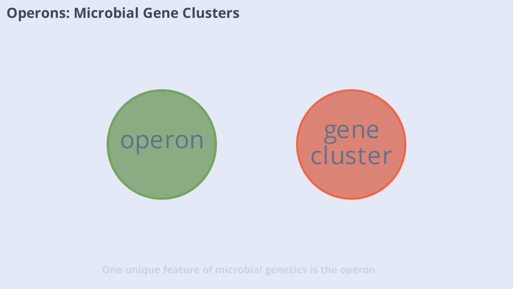One unique feature of microbial genetics is the operon. An operon is a cluster of genes under the control of a single promoter. This arrangement allows microbes to coordinate the expression of related genes, making their responses more efficient. For example, the lac operon in E. coli controls the breakdown of lactose. When lactose is present, the operon is activated and the necessary enzymes are produced. This system helps microbes quickly adapt to changes in their environment.